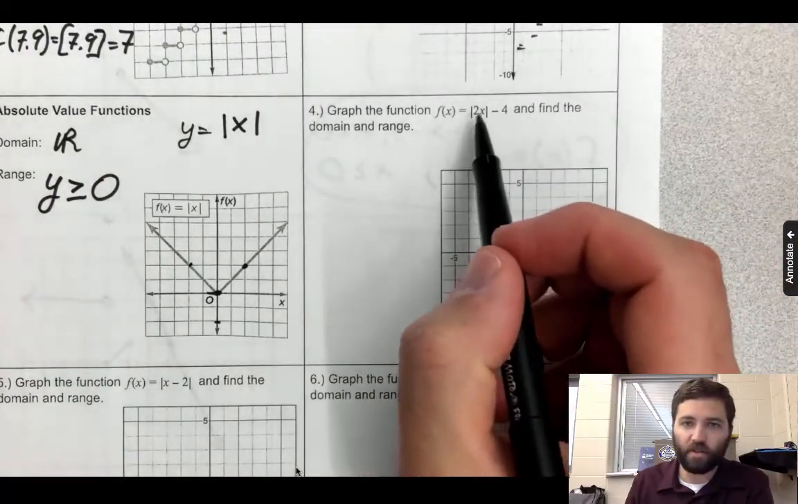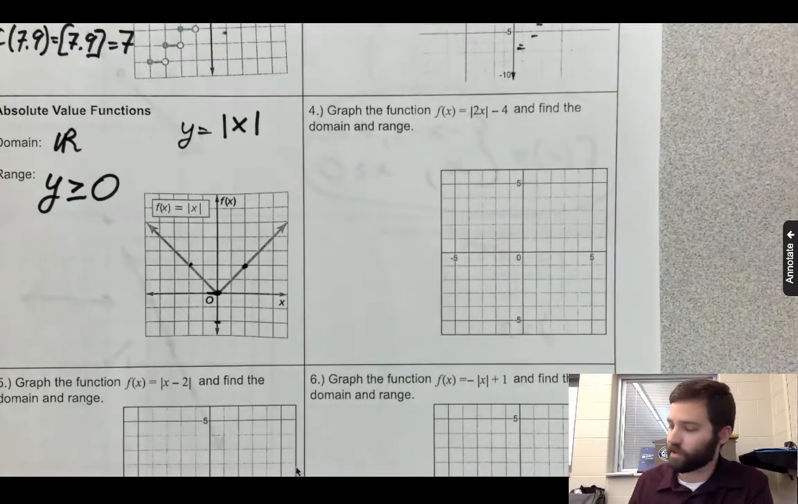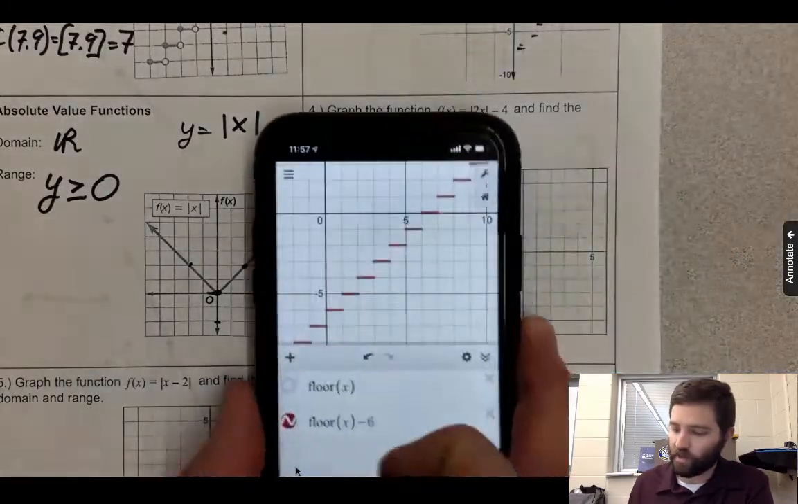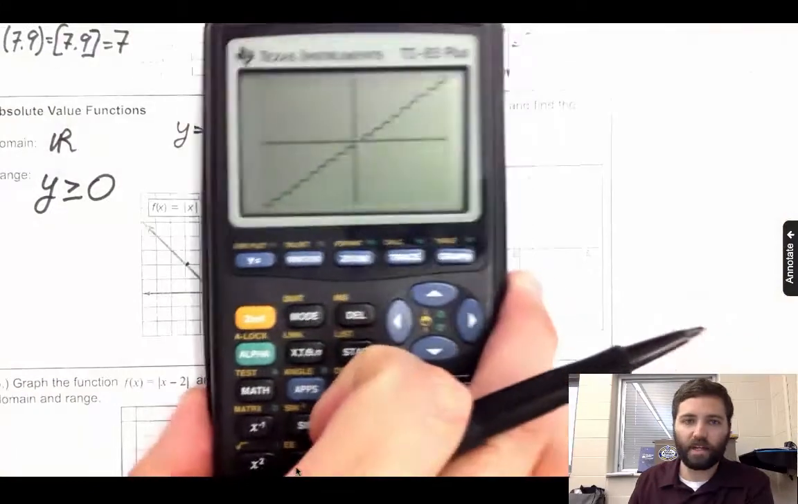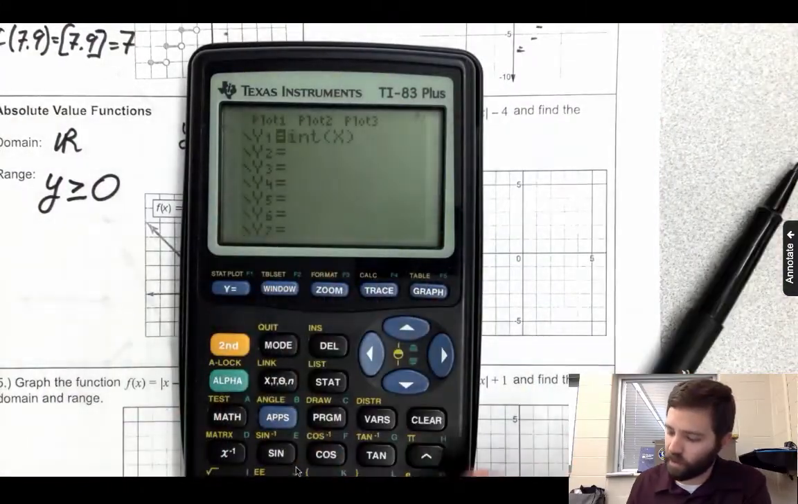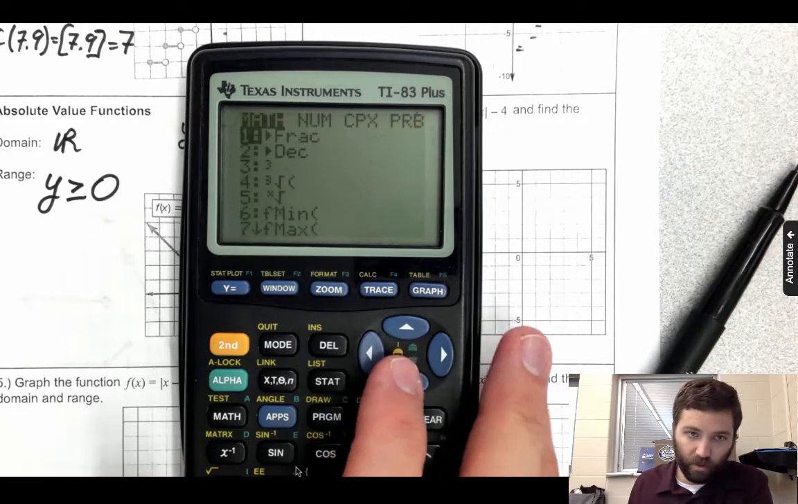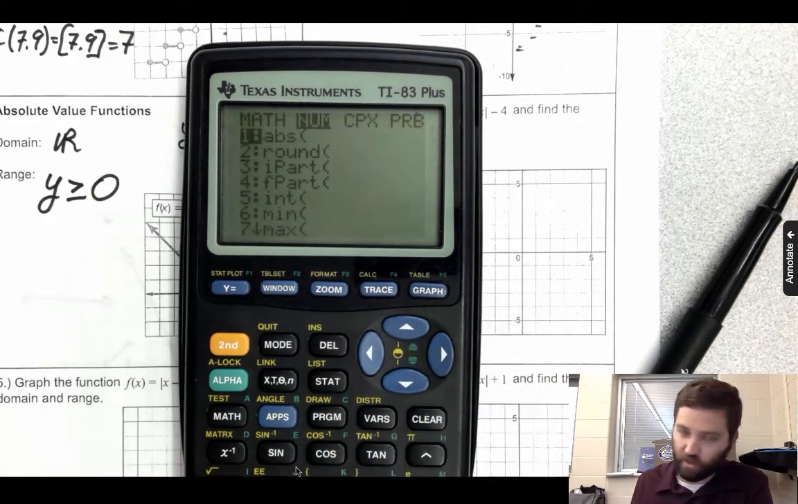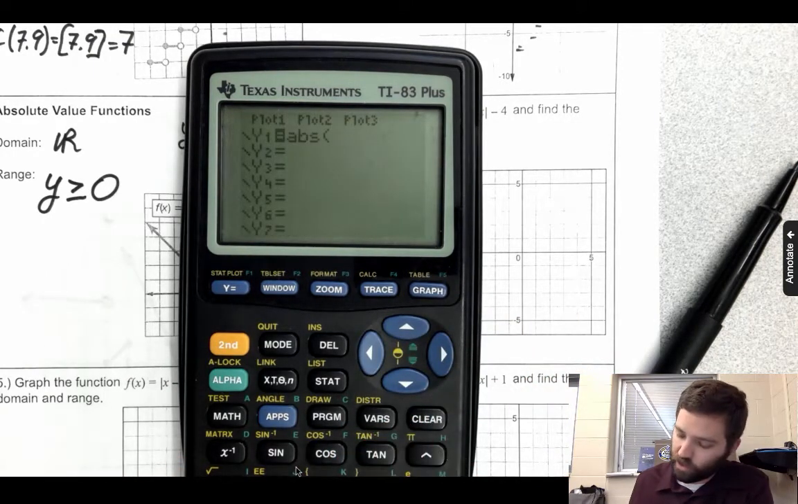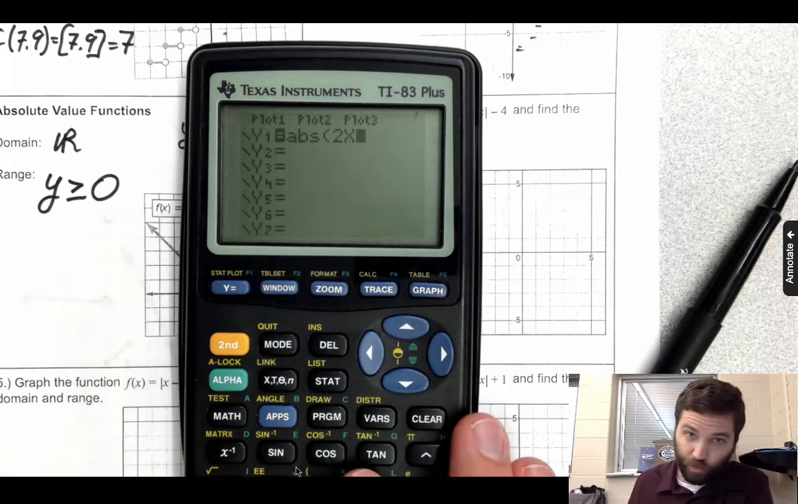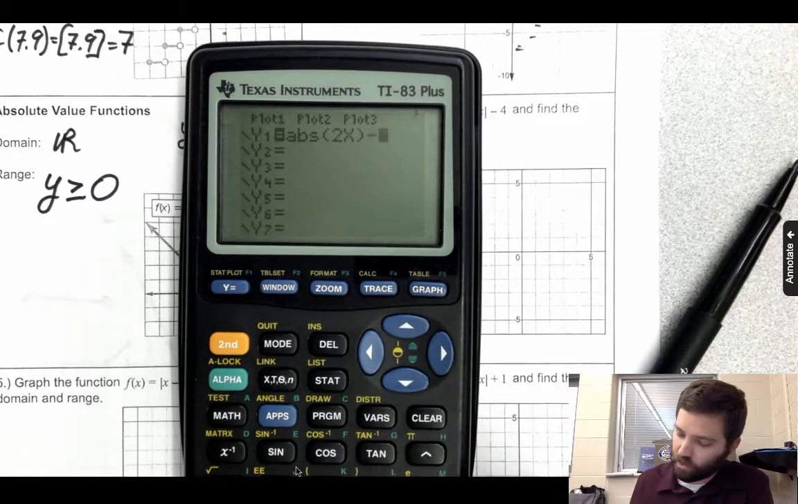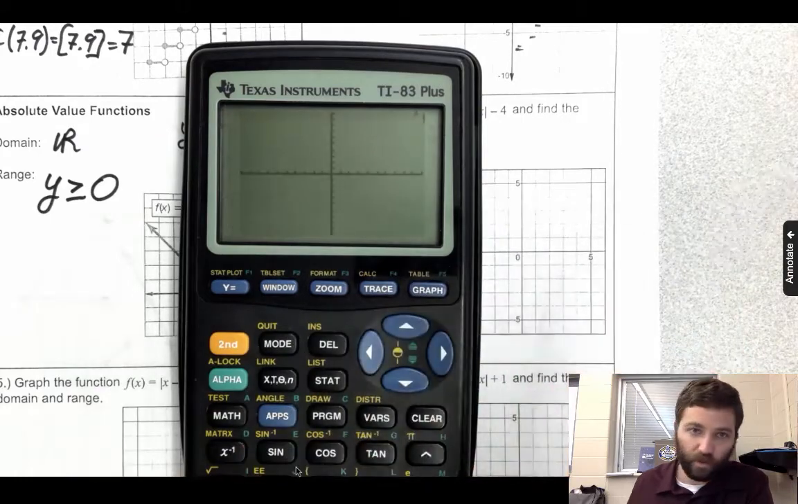So let's graph the absolute value of 2x minus 4 and find the domain and range. I'll show you in Desmos. You just type in ABS. Here we're going to go to math, and then down over to number, and ABS is right at the top. Then we'll put in 2x, close parenthesis, and then minus 4. That's what we're trying to graph here.